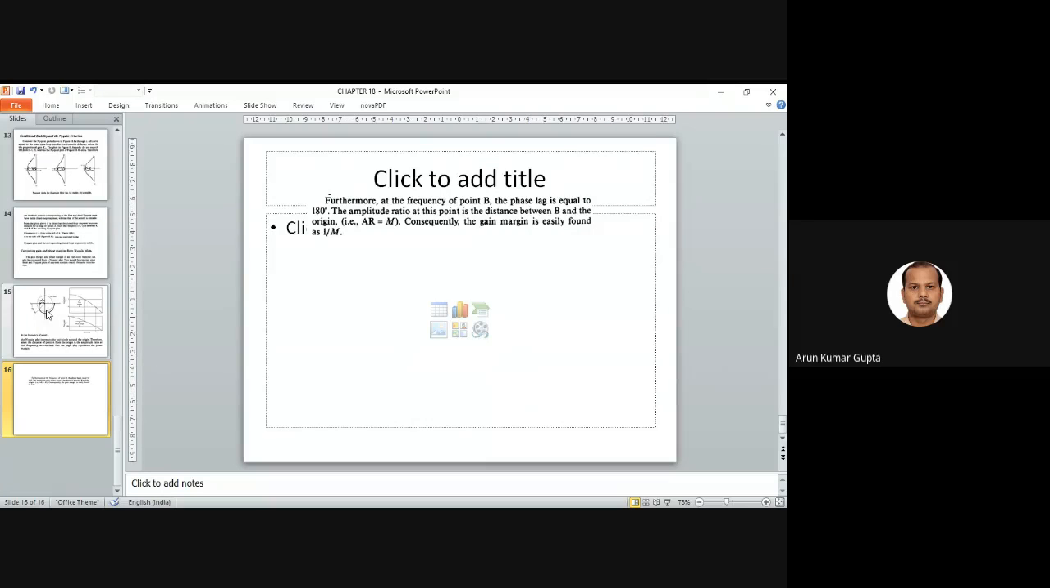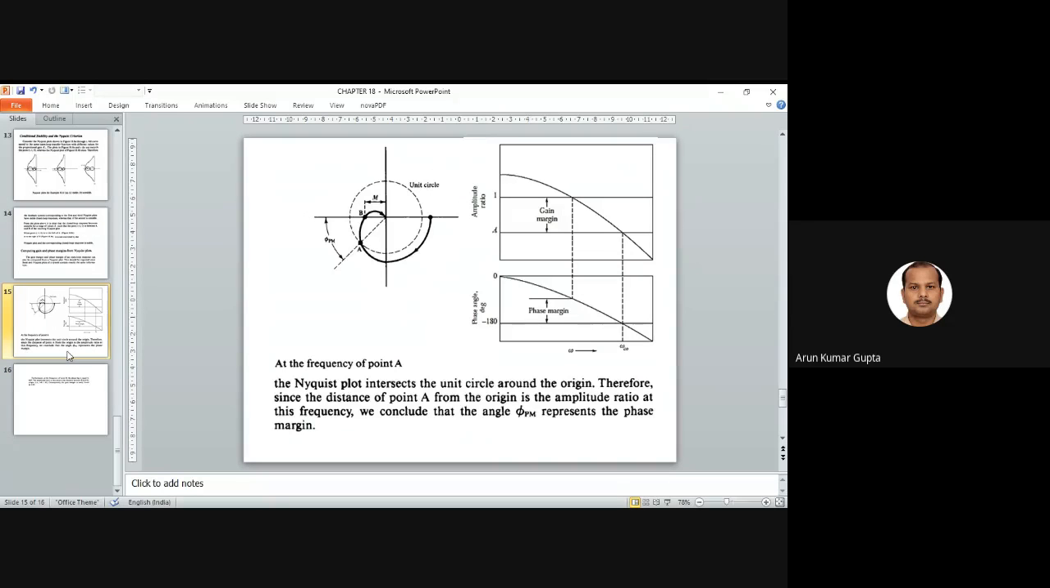Okay, so this is all about the Nyquist plot. We have the Nyquist criteria of stability, and corresponding to that we can find out the gain margin and phase margin that we can also use. What is the use of gain margin and phase margin? Yes, the major use of gain margin and phase margin is the stability criteria. We can also apply this gain margin and phase margin value for tuning.